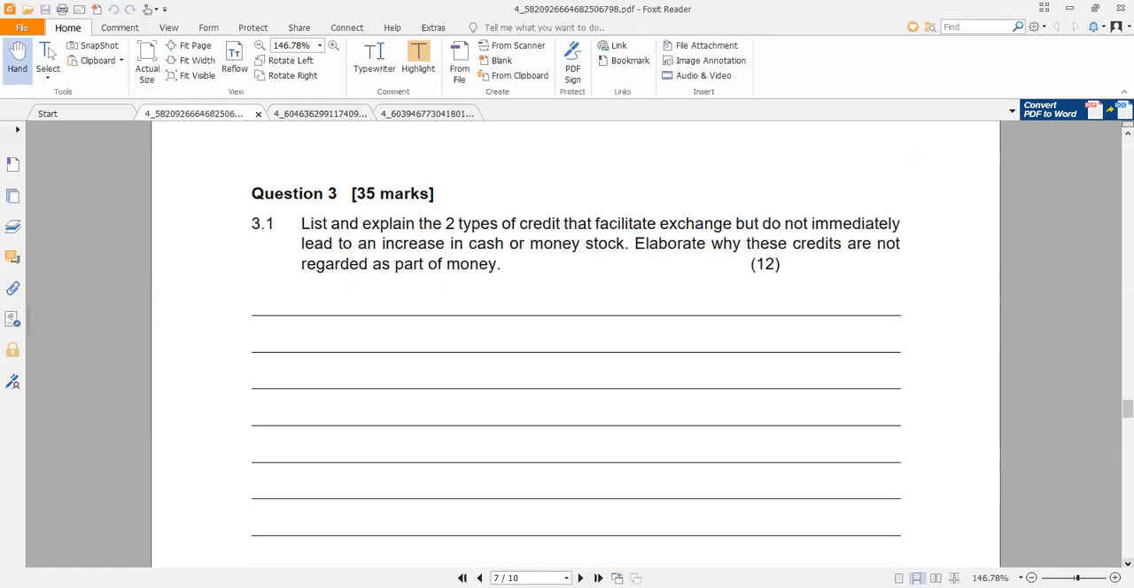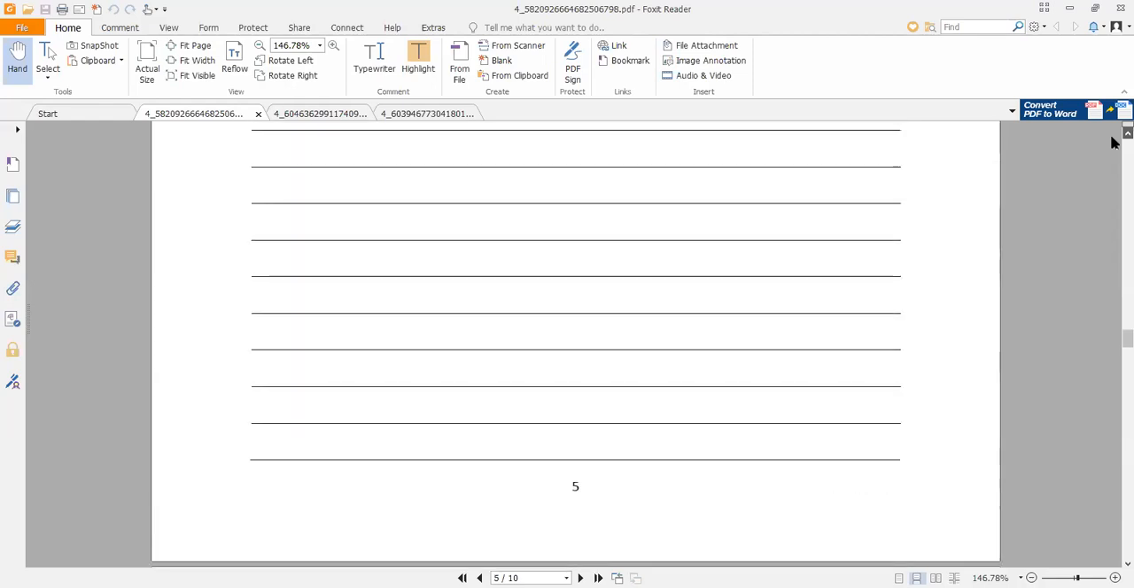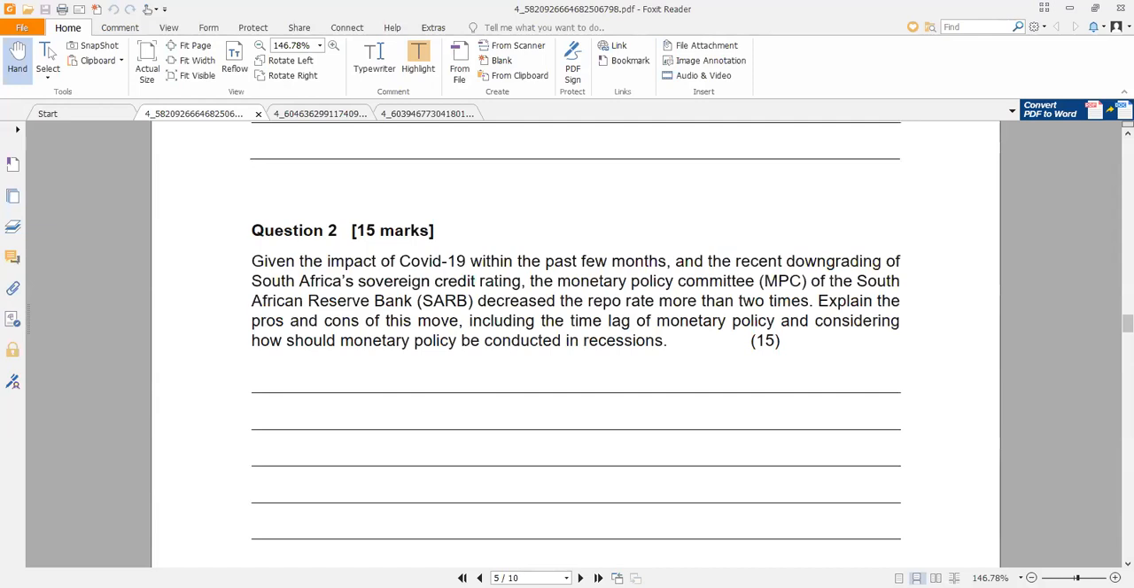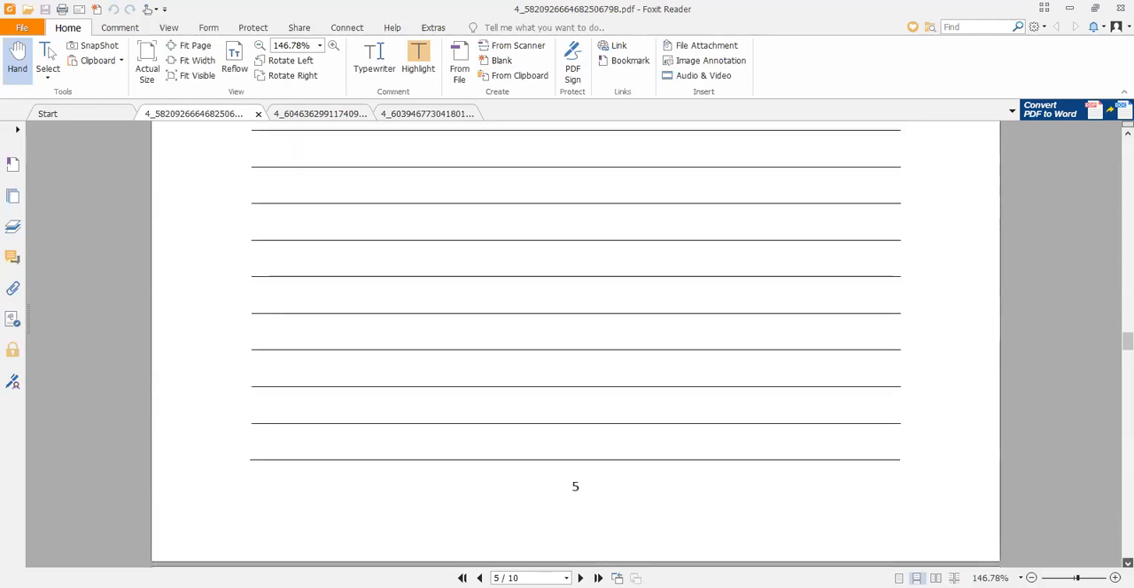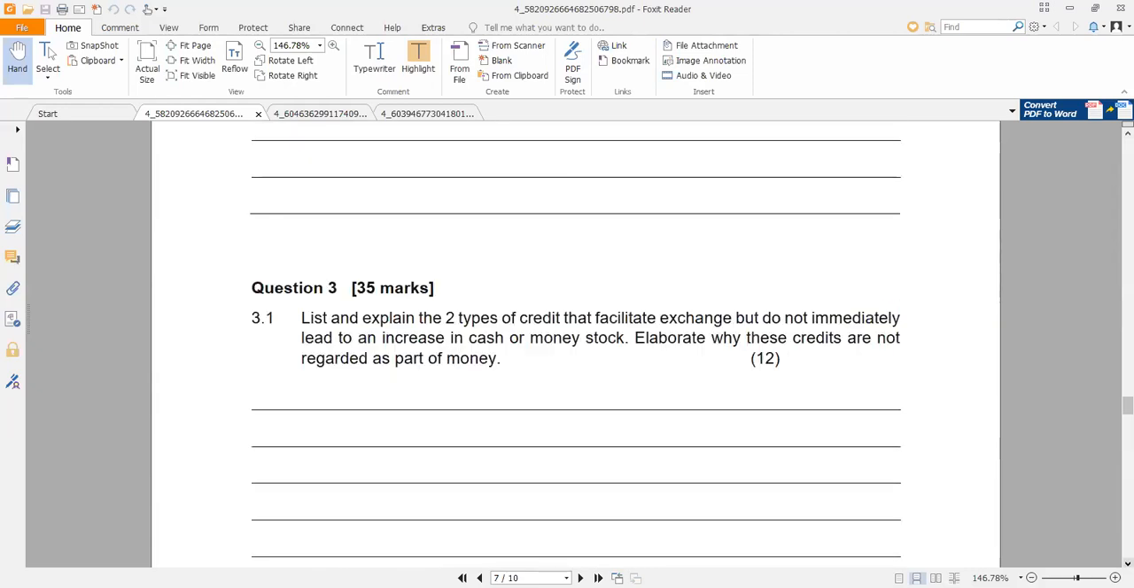List and explain the two types of credit that facilitate exchange but do not immediately lead to an increase in cash or money stock. Is this the right question that I'm doing? Okay. Yes, it is. List and explain the two types of credit that facilitate exchange but do not immediately lead to an increase in cash or money stock.